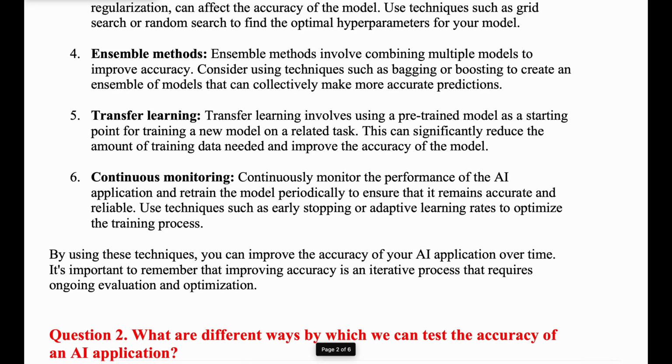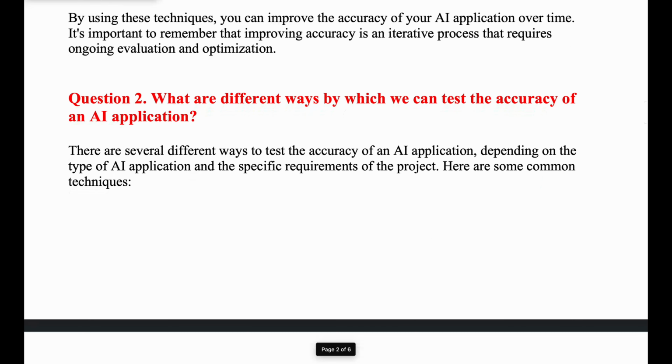So friends, by using these techniques, you can improve the accuracy of your AI application over time. It is important to remember that improving accuracy is an iterative process that requires ongoing evaluation and optimization. Now let's move to the second question.